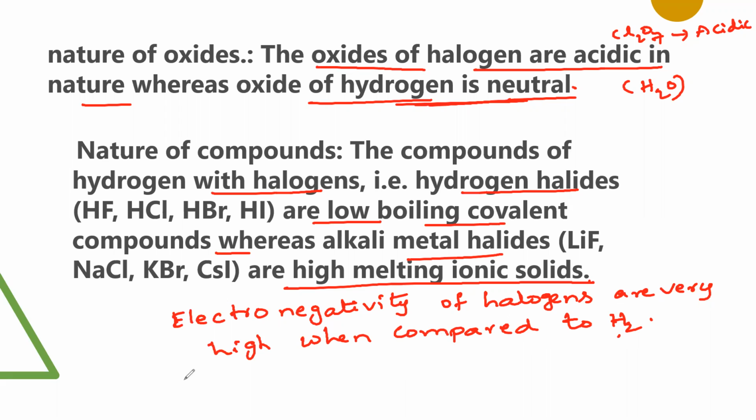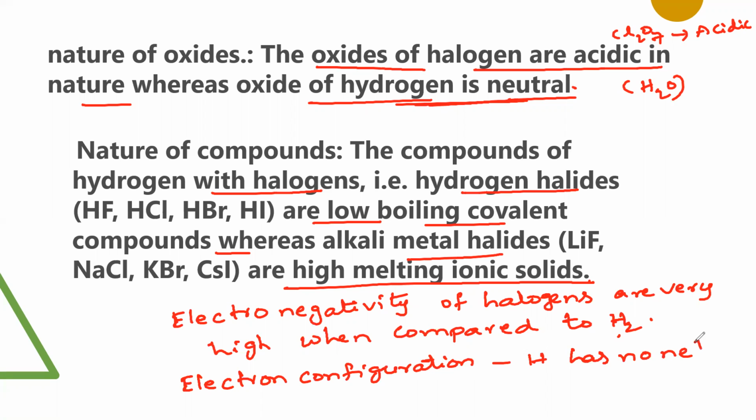And moreover, electronic configuration. In electronic configuration, hydrogen has no neutron. That is also one more dissimilarity. Hydrogen has no neutron, whereas halogens have neutrons. So these are the dissimilarities between hydrogen and halogens.